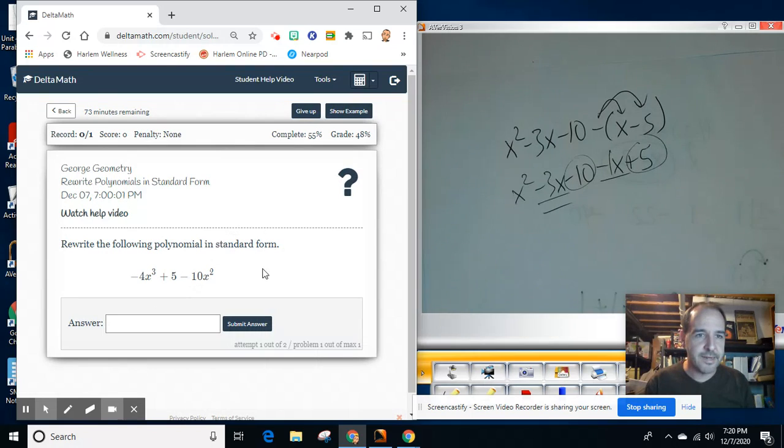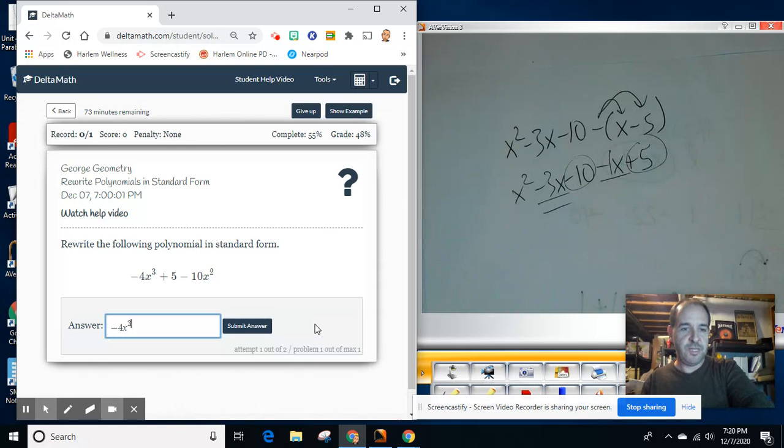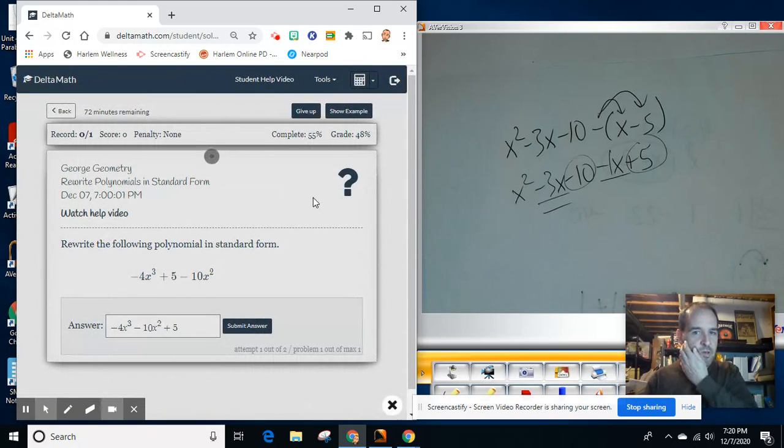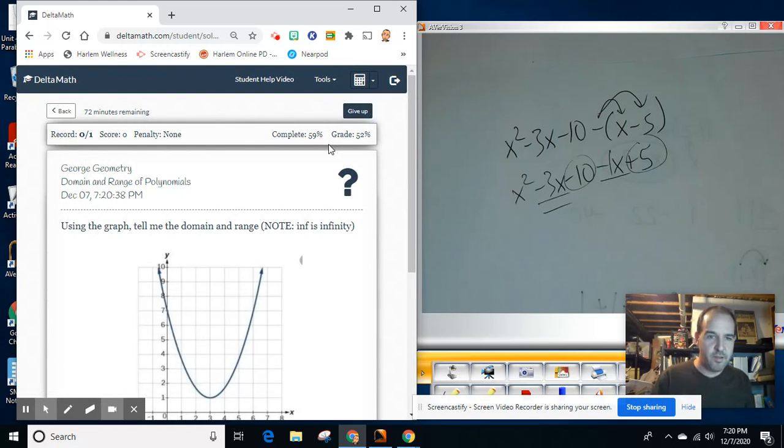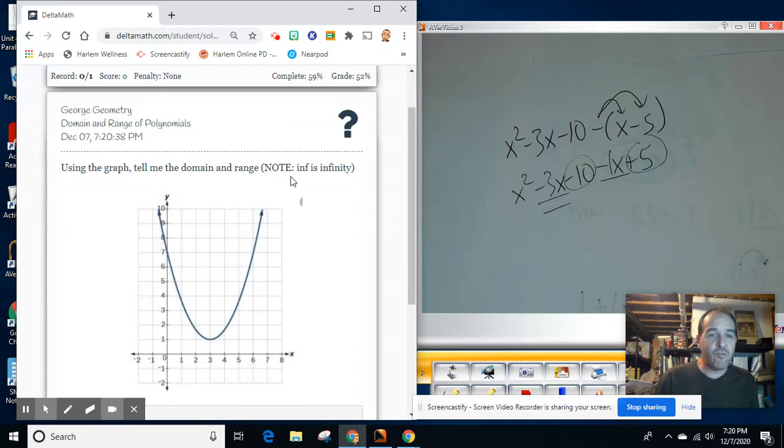All right, let's see here. Rewrite the following in standard form. All that means is biggest to least. So -4x. Again, shift and 6 will get you to the exponent if it's not giving you that as an option here. And for some reason it is not. Minus 10x, shift 6 squared plus 5. And we're rolling.